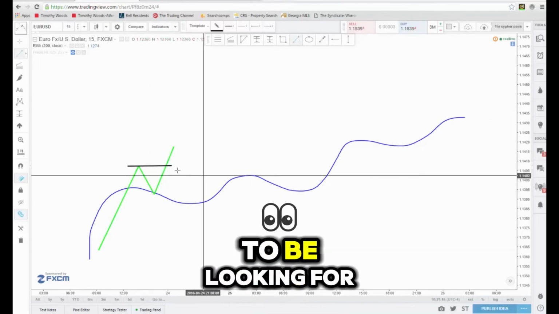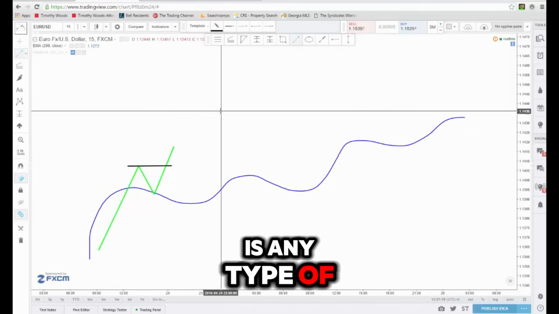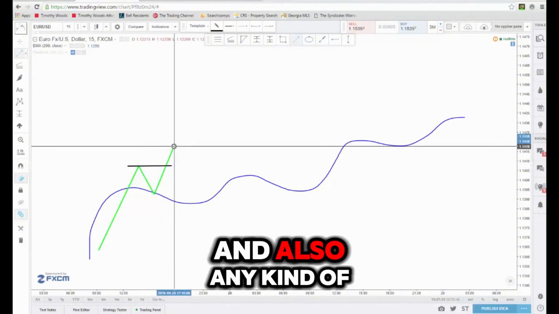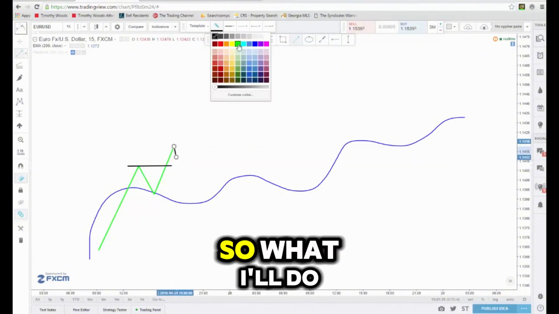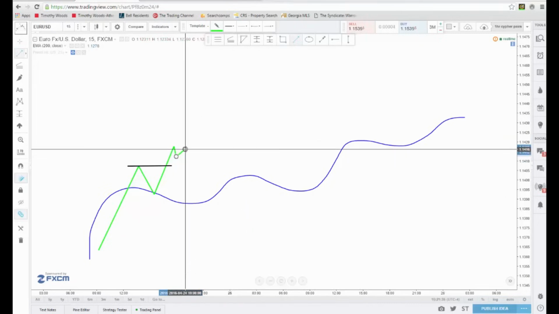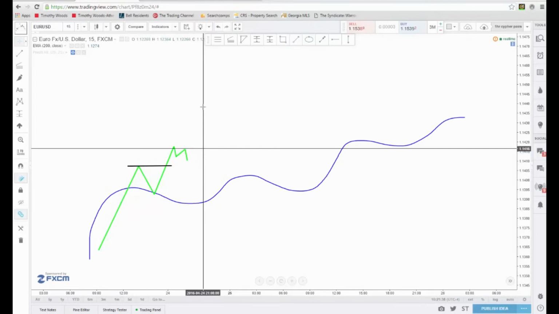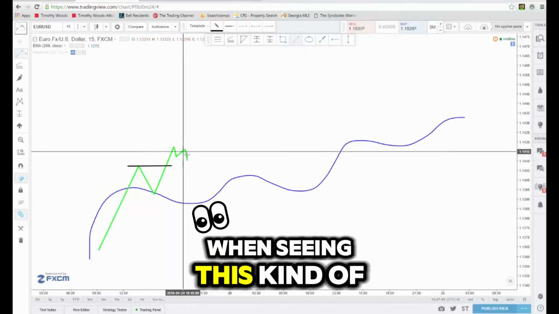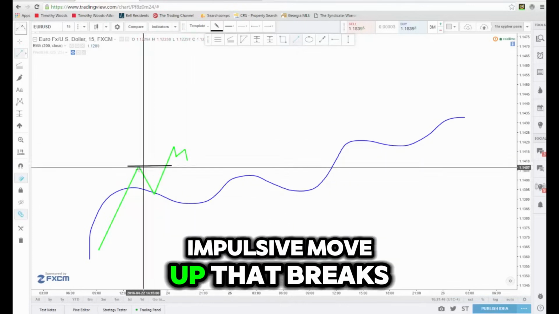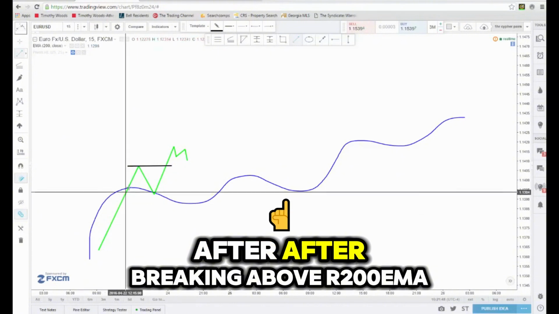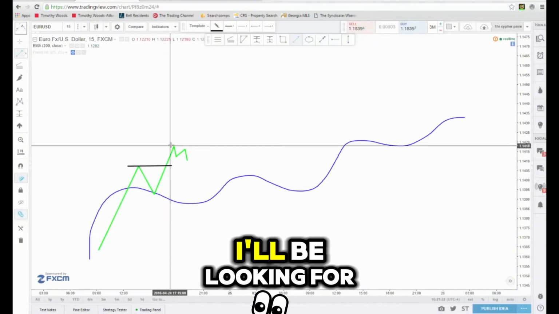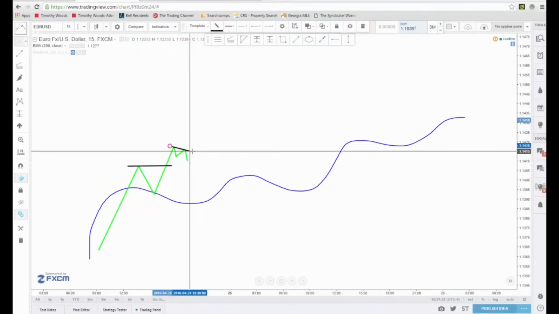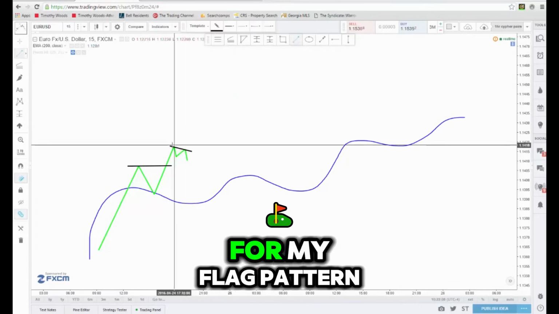So what I'm going to be looking for is any type of simple price action pattern, from a flag to a triangle to a pennant, and also any kind of wedge patterns. So I'll draw in a little flag pattern, and this is what I would be looking to trade. When seeing this formation, the big impulsive move up that breaks previous structure after breaking above our 200 EMA, I'll be looking for two resistance levels to be created, one below the other, and I will use that as a basis for my flag pattern.